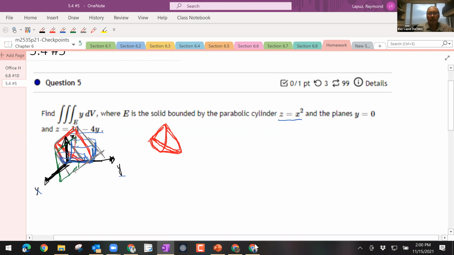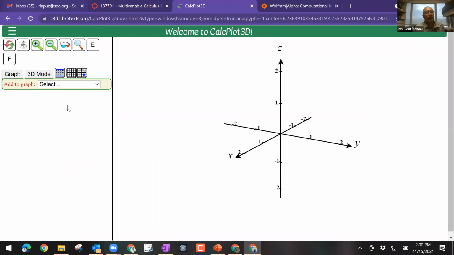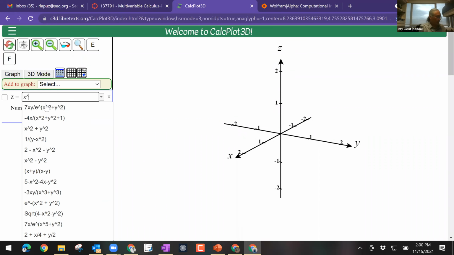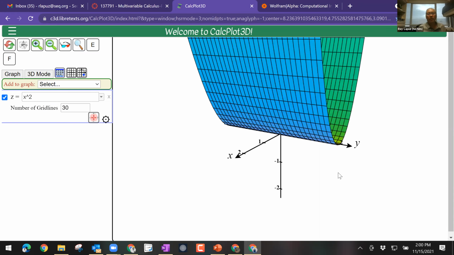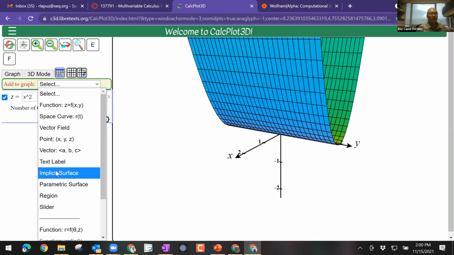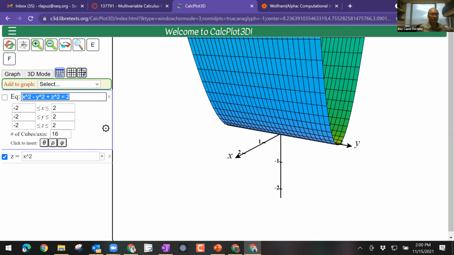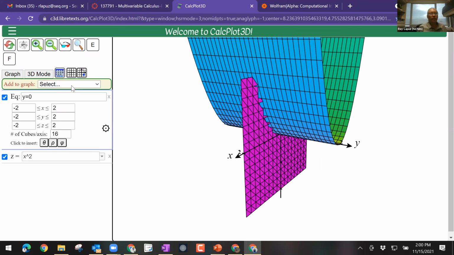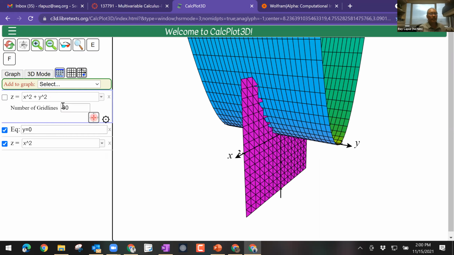We can take out our CalcPlot3D and plot those surfaces. We've got z equals x squared, which is our parabolic cylinder that we were talking about. We have y equals 0. I'll do that as an implicit surface. And we have another z function. We could do an implicit surface, but since z is already solved for by itself, we'll just put in z equals f of x, y.